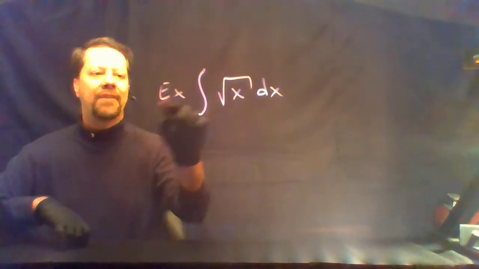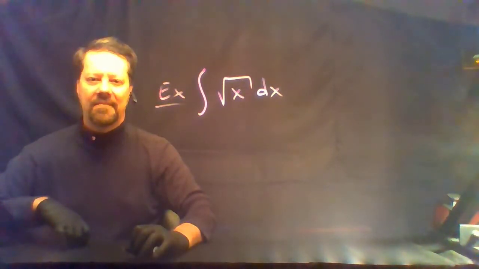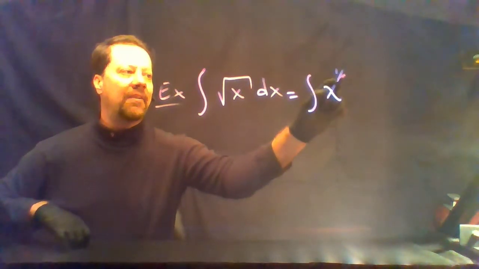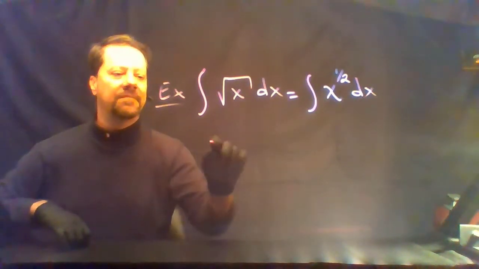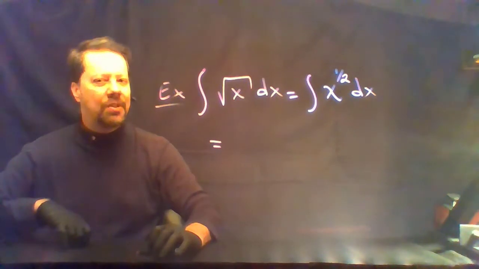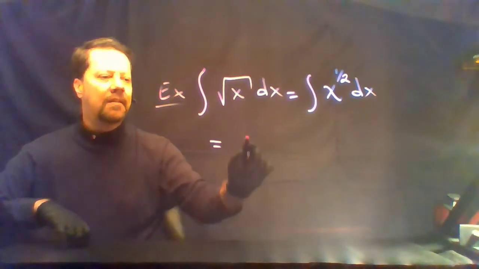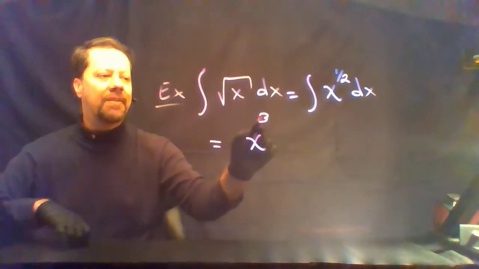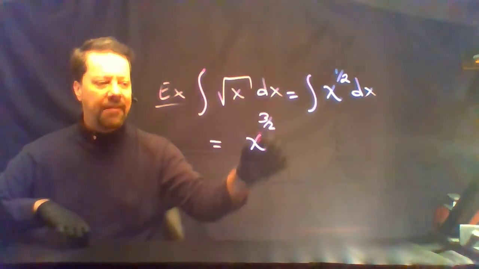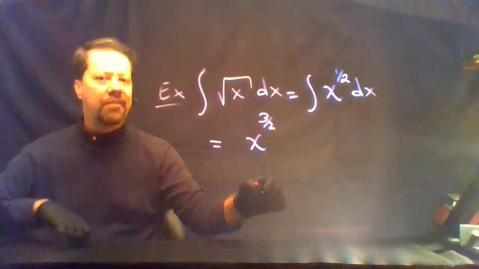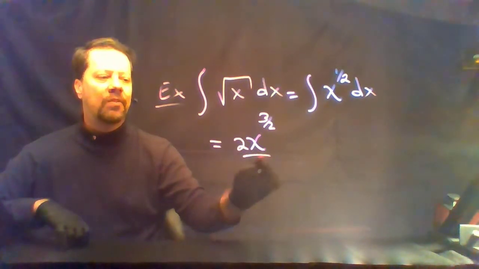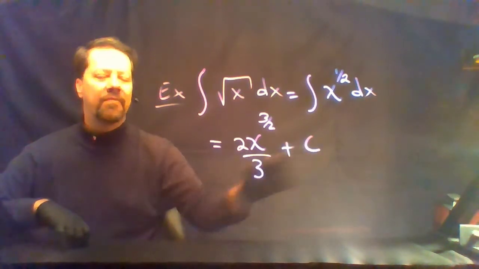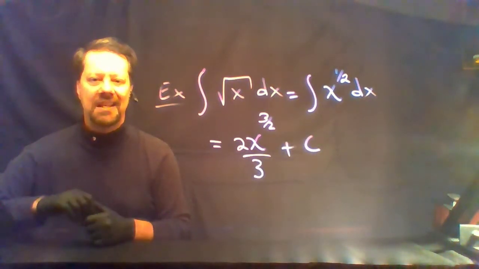What do we get if we integrate the square root of x? First, write it as a rational exponent, and then use the power rule. You have to add 1 to the exponent. 1 plus a half is 3 halves. But we have to divide by that new exponent, 3 halves, which means we'll multiply by the reciprocal, 2/3, plus an arbitrary constant c.